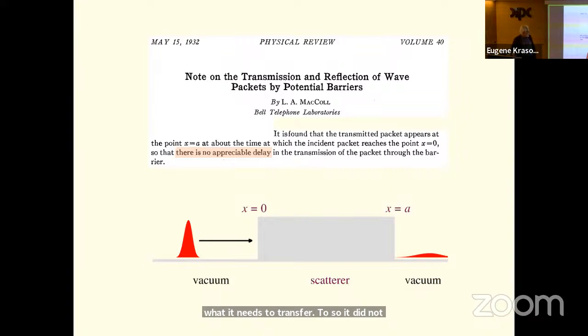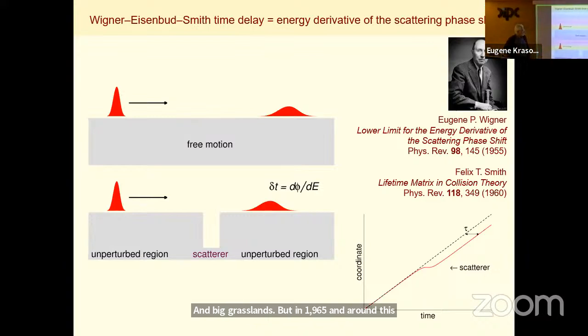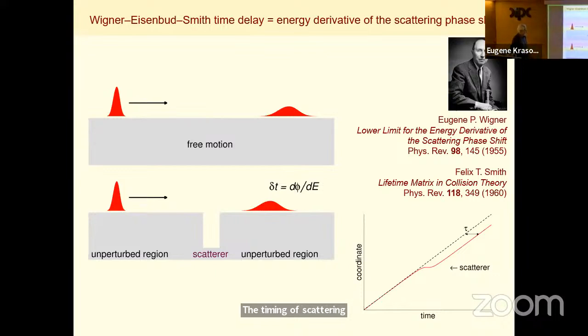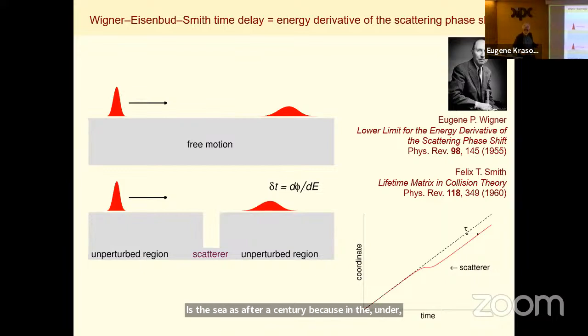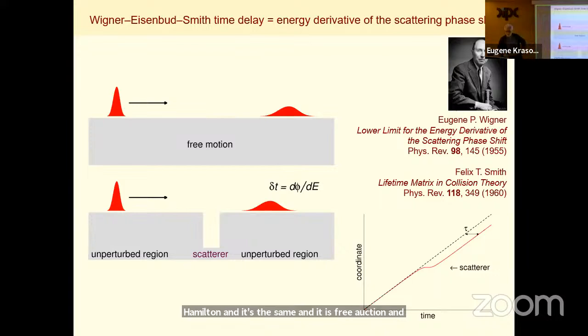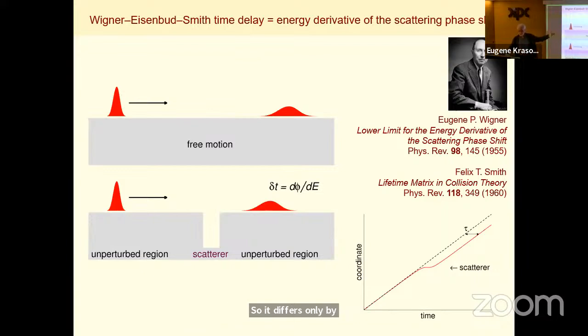So it did not have a big resonance, but in 1955, around this time, Wigner suggested a formalism to address the timing of scattering. He noticed that the equation of motion of a particle before scattering is the same as after the scattering, because in the unperturbed region the Hamiltonian is the same and it is free motion. The two equations of motion differ only by a shift, which can be calculated as the energy derivative of the scattering phase. So in the asymptotic regions to the left and to the right of the scattering, the wave function has the same shape, differing only by a phase. And the energy derivative of this phase just gives us the shift of the equation of motion.